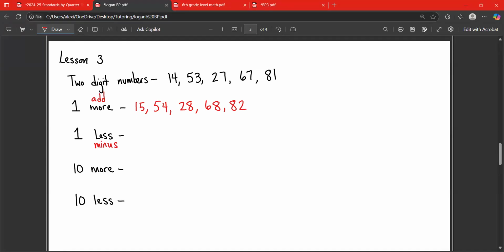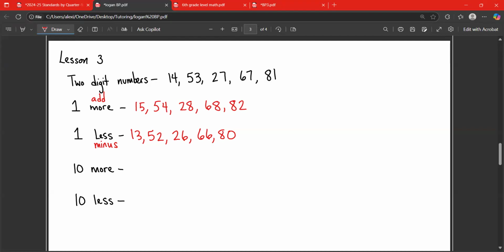So one less than 14 is 13. One less than 53 is 52. One less than 27 is 26. One less than 67 is 66. And one less than 81 is 80. So doing one more or one less is about either going up one or going down one.